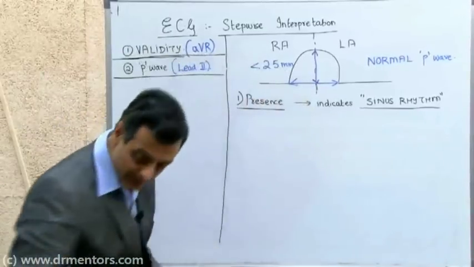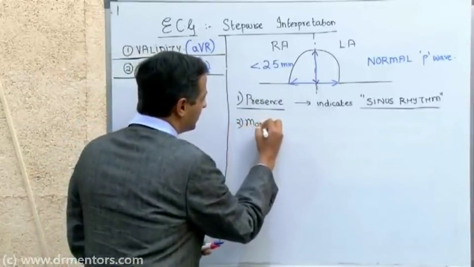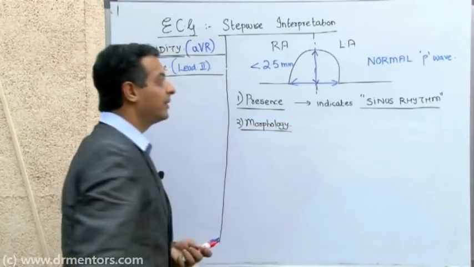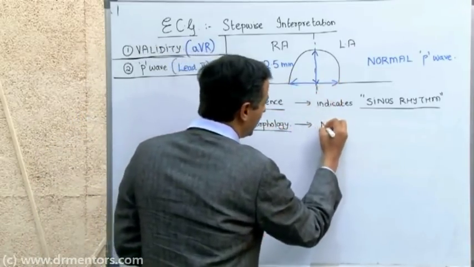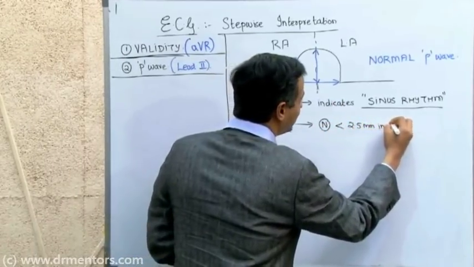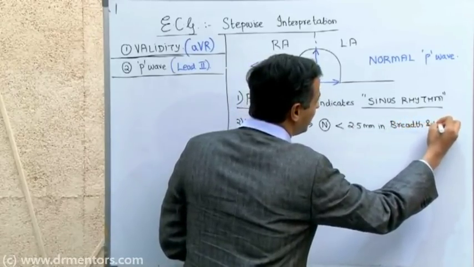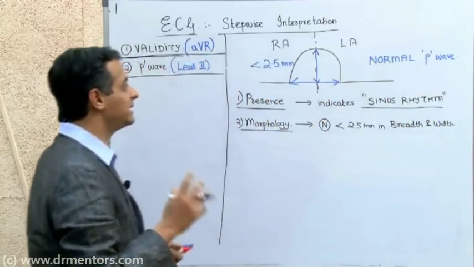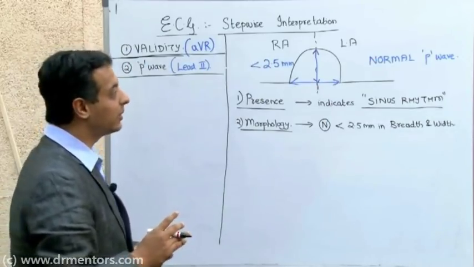Going to the second point, after the presence of the P wave, I want to look for the morphology of the P wave. Normal morphology is less than 2.5 millimeters in both height and width. So height and breadth should be less than 2.5 millimeters. If it is so, we can say it is normal.